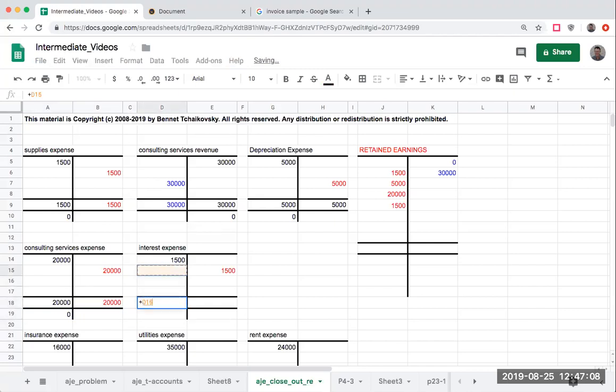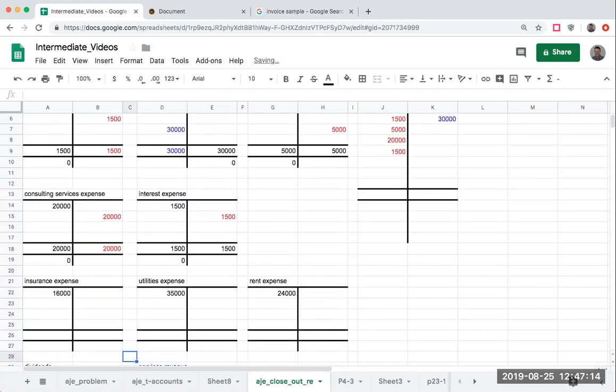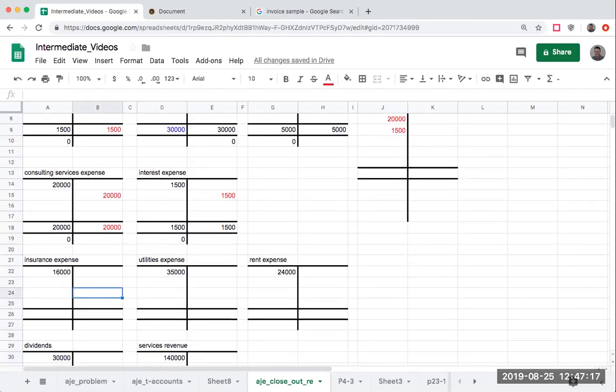My interest expense has also been zeroed out. Okay. So my insurance expense over here, to make this 0, I need a credit of $16,000. For utilities expense, and then for rent expense, I also need credits over here for $35,000 and $24,000. Again, these will make these balances over here 0 balances. So again, right over here, $16,000.